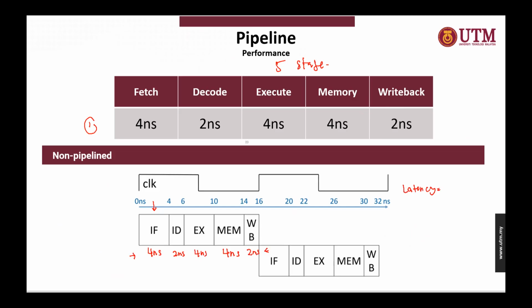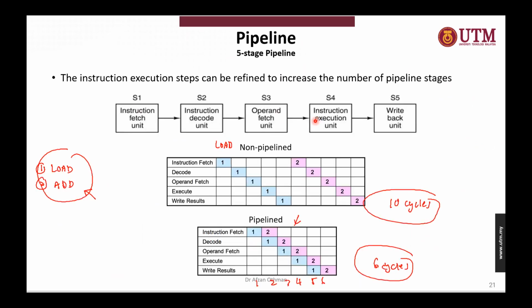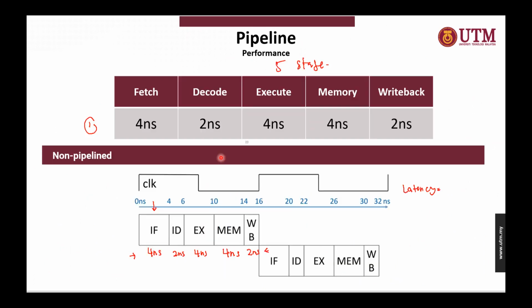So what is latency? Latency is the time taken to complete a single instruction from start to finish. For this example here, the latency is 4 plus 2 plus 4 plus 4 plus 2, equivalent to 16 nanoseconds. So to execute one instruction, the execution time or the latency will be 16 nanoseconds.